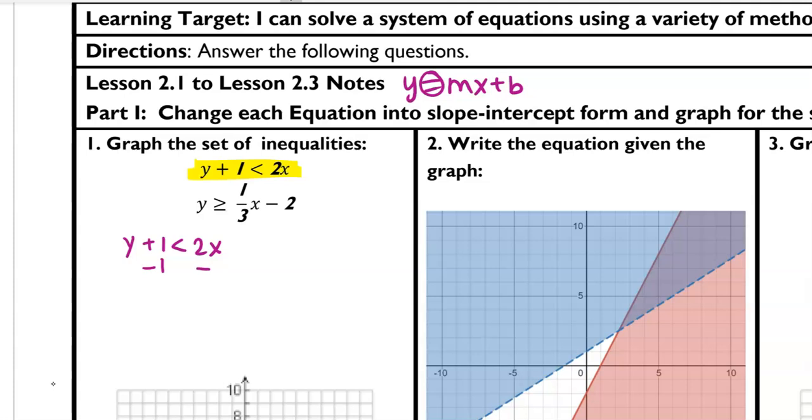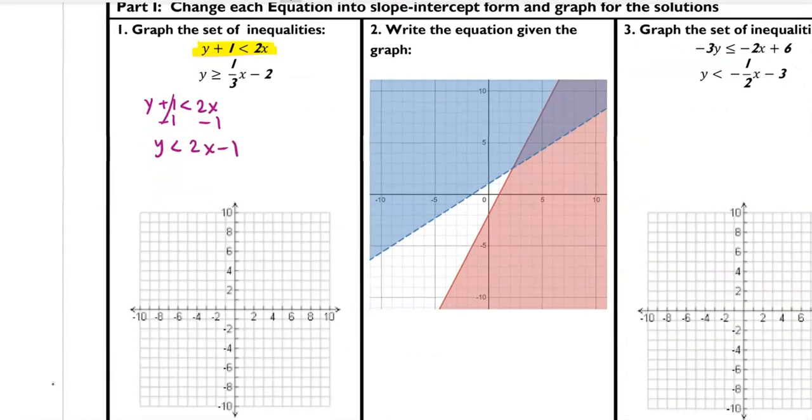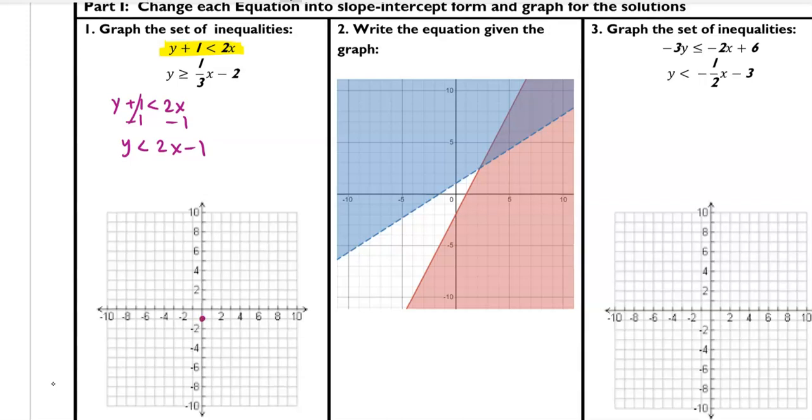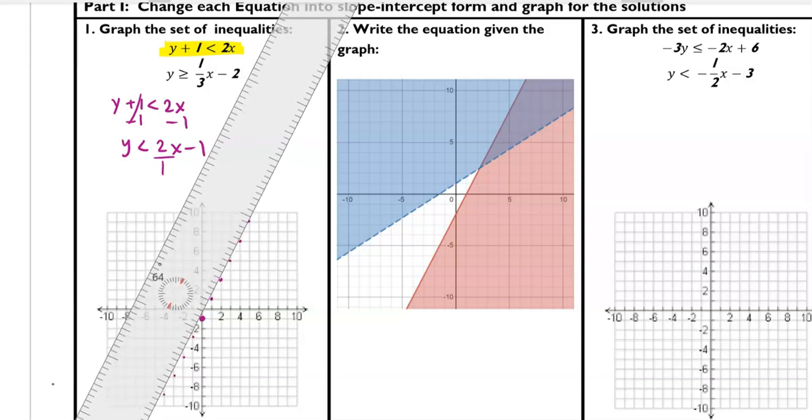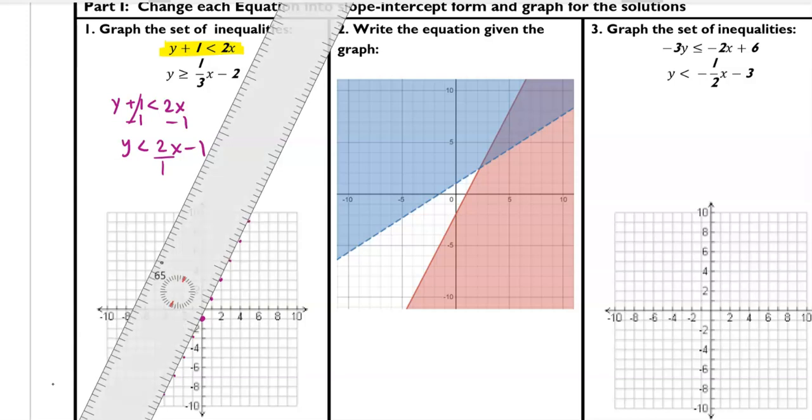And what we need to do here is subtract the 1. So now we have y equals 2x minus 1. And this is a line that we can graph. Let's go ahead and graph that line. Starting with the y-intercept of -1, our slope is positive 2 over 1, so we're going to go up 2, right 1. And that's going to be all of our points. Now, this inequality for this line is less than. And when we have less than and no equal to, that is going to be a dashed line.